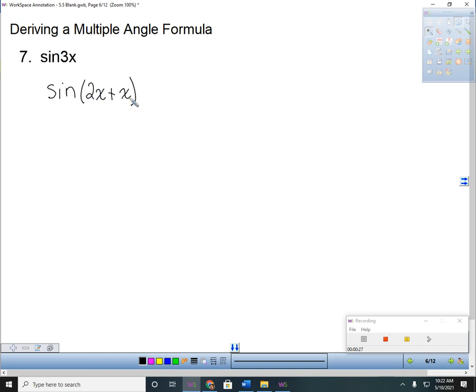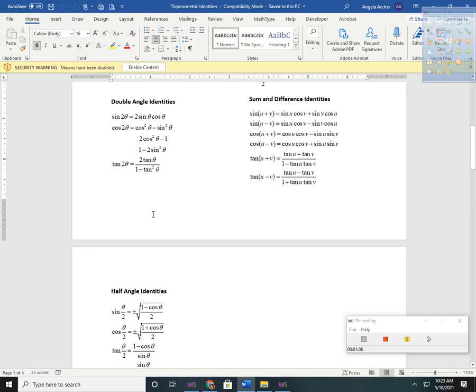Well, now I can use a sum formula and split this up into sine of 2x cosine x plus cosine 2x sine x. So now I have a sine 2x, and I can break that down into 2 sine x cosine x, and that's just my double angle formula here. All right, sine 2x is 2 sine x cosine x.